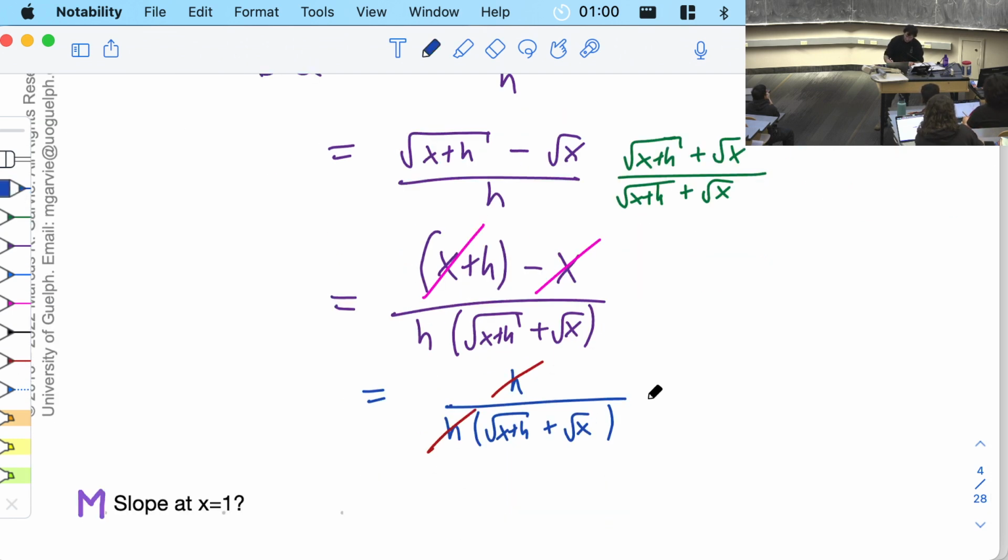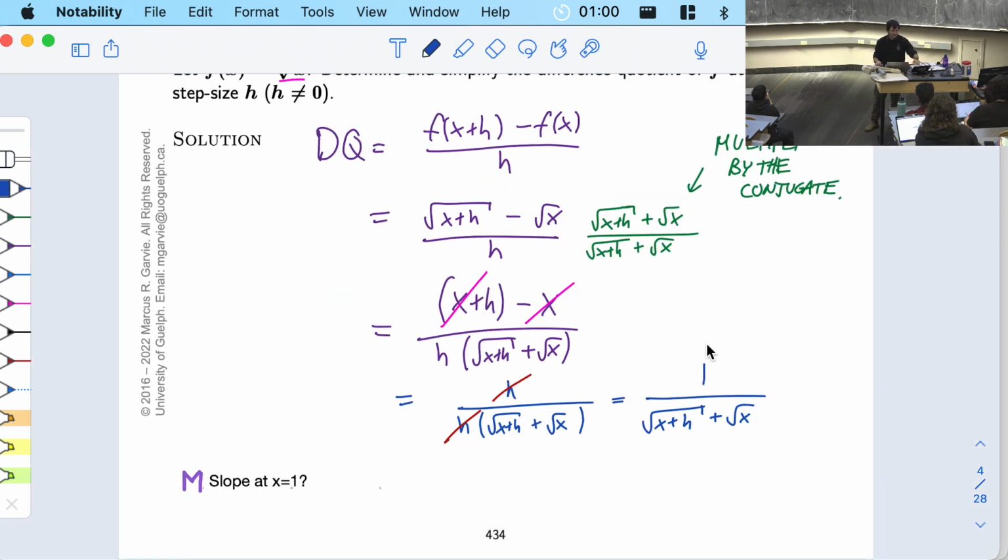The h's cancel out, and you are left with the final answer: 1 over the square root of x plus h plus the square root of x. That is the simplified difference quotient for the function square root of x. And there's the whole calculation.